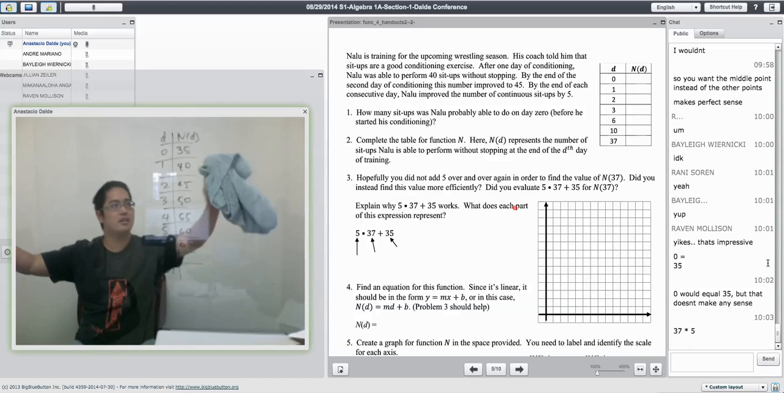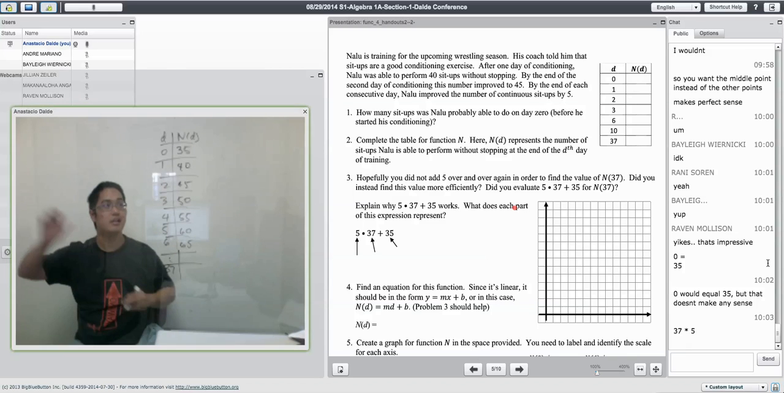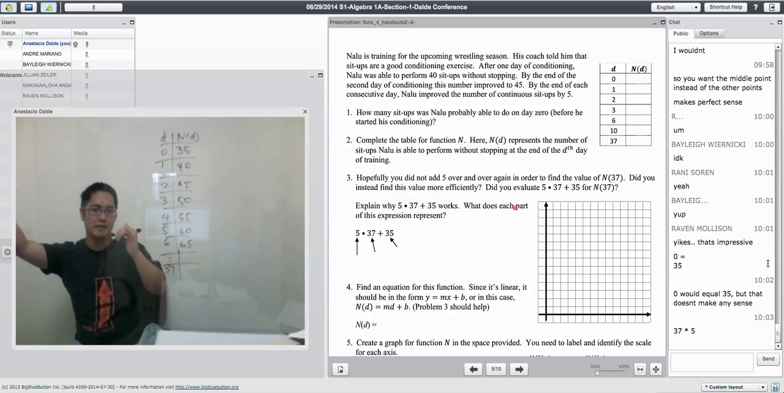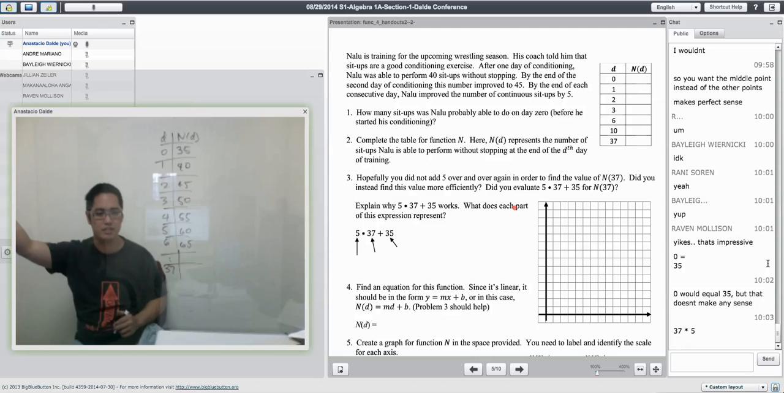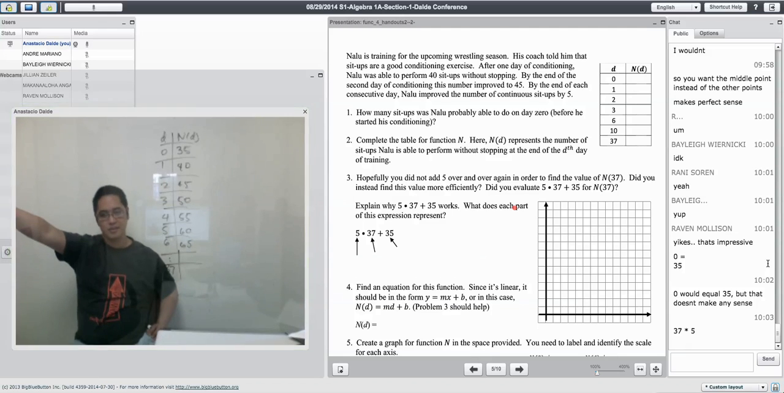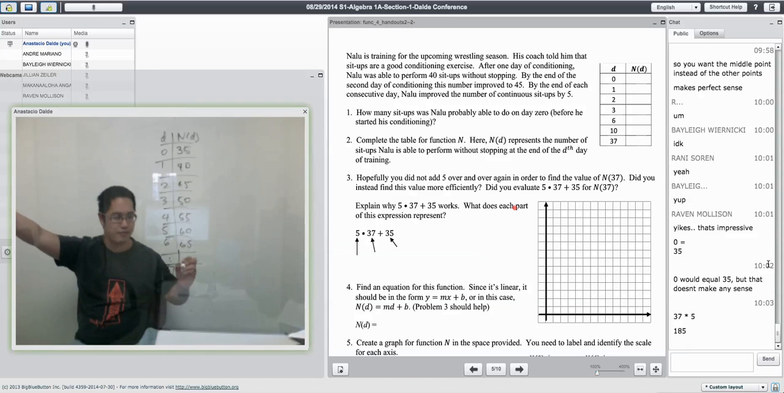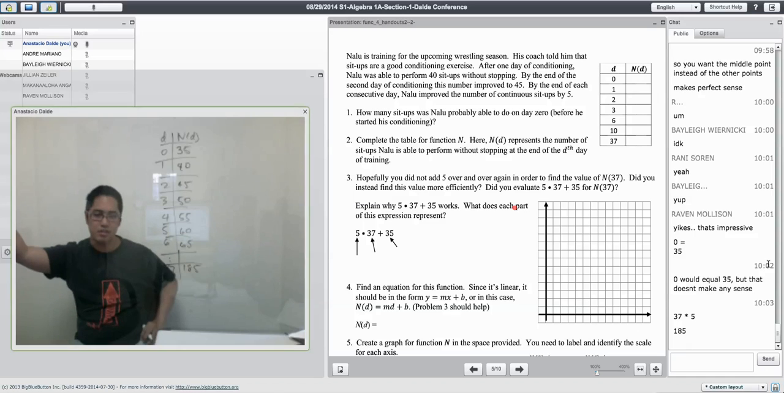Raven is saying that in order to figure out what to plug in here, we just do 37 times 5. What's 37 times 5? Use your calculators. I don't got one on me. 185. So the dude could do 185.